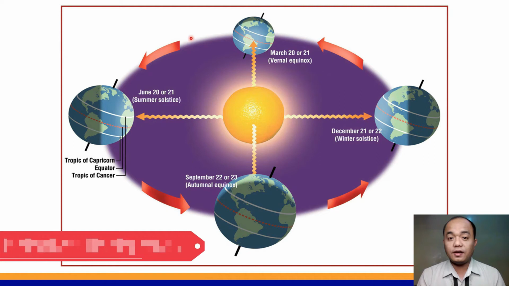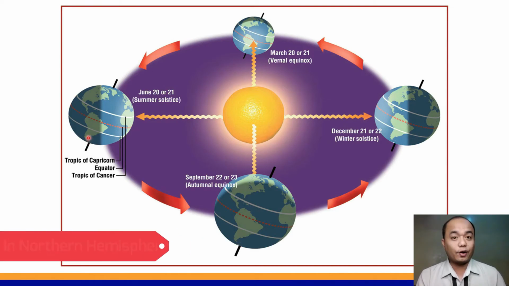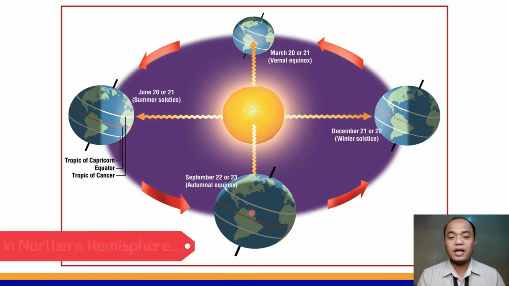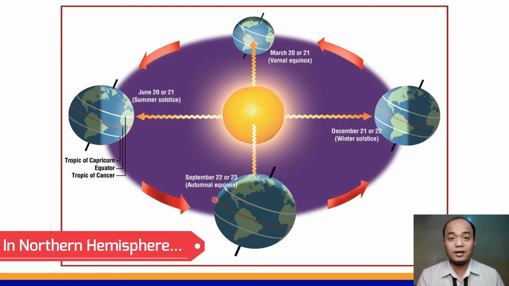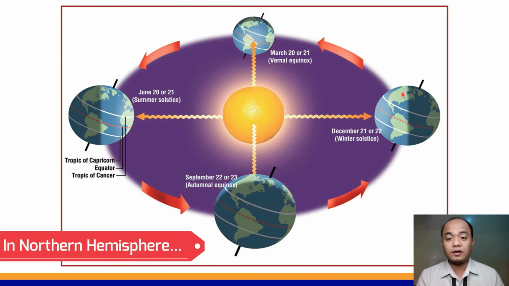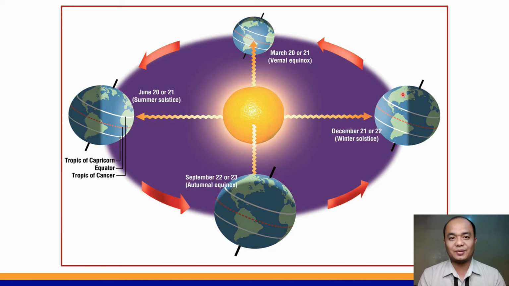In northern hemisphere, vernal equinox happens on March 20, 21, or 22. Again, in northern hemisphere, summer solstice happens on June 20, 21, or 22. In northern hemisphere, autumnal equinox happens on June 21, 22, or 23. Still in northern hemisphere, we experience winter solstice on December 21 or 22.